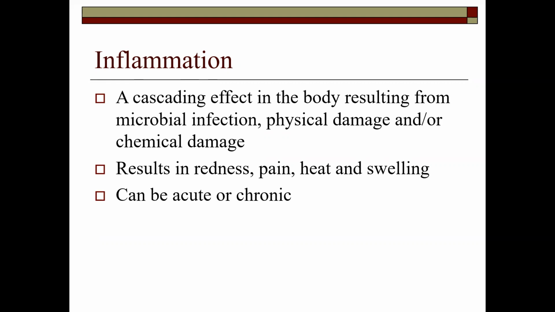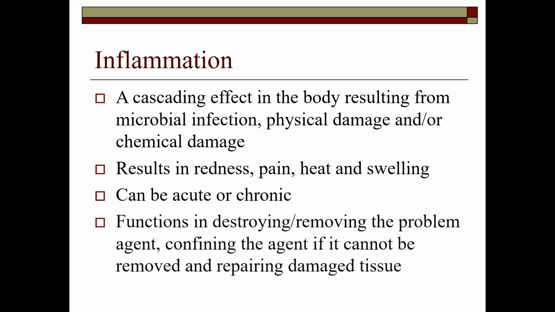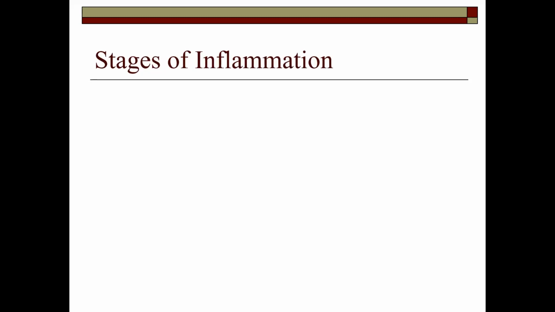One good example would probably be something like Lyme disease. Lyme disease is actually more of a chronic condition than an acute condition, and it certainly will lead to inflammation for sure. So the function of inflammation is to actually destroy or remove whatever is causing the problem, and then eventually repair the damaged tissue. The only problem is if inflammation gets really, really out of control, it can do a lot more damage than it's actually helping. So why does inflammation happen, and why is it always the same four signs?